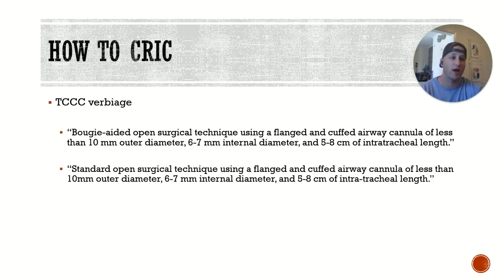Their primary recommendation is a bougie-aided open surgical technique using a flanged and cuffed airway, blah, blah, blah. What that means is you should probably use a crike kit. That is an industry standard, try not to use a makeshift one. Use a bougie, which is a flexible introducer tube that you can put in to help aid intubation and aid crike. Make your cut, put your bougie in, and put your airway over that, and use a cuffed airway so that you can blow that up and secure the airway.